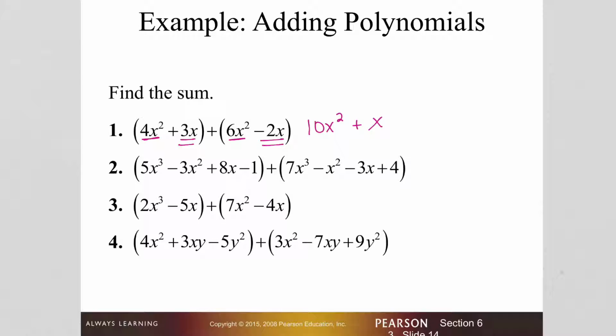Again, you have to separate your terms with pluses or minuses. If it's a positive number, put a plus. If it's a negative number, put a minus.